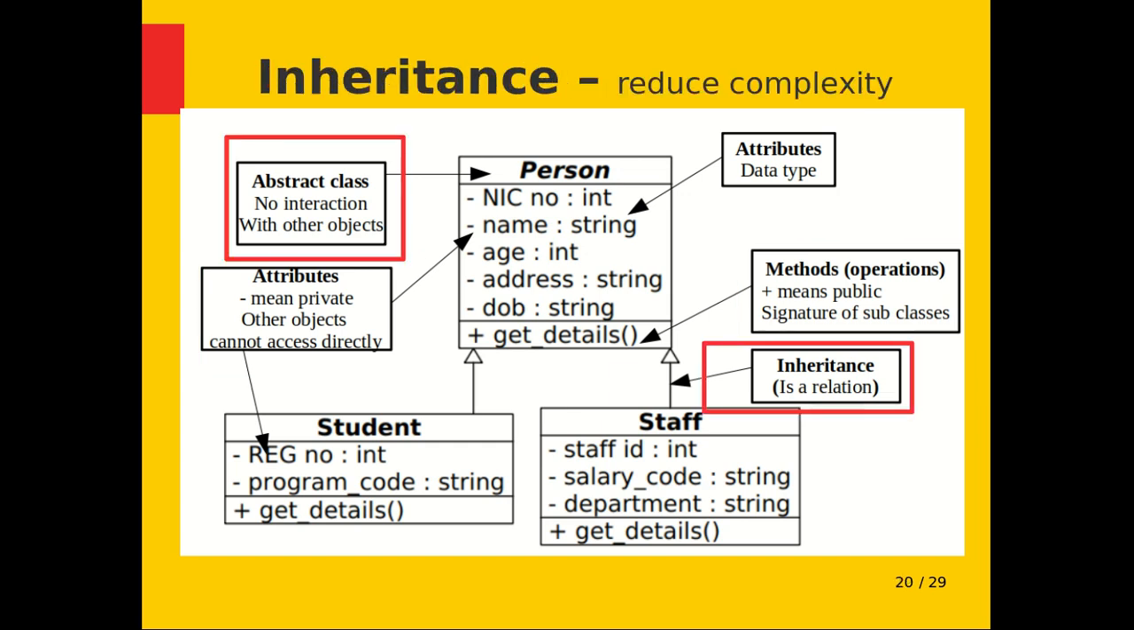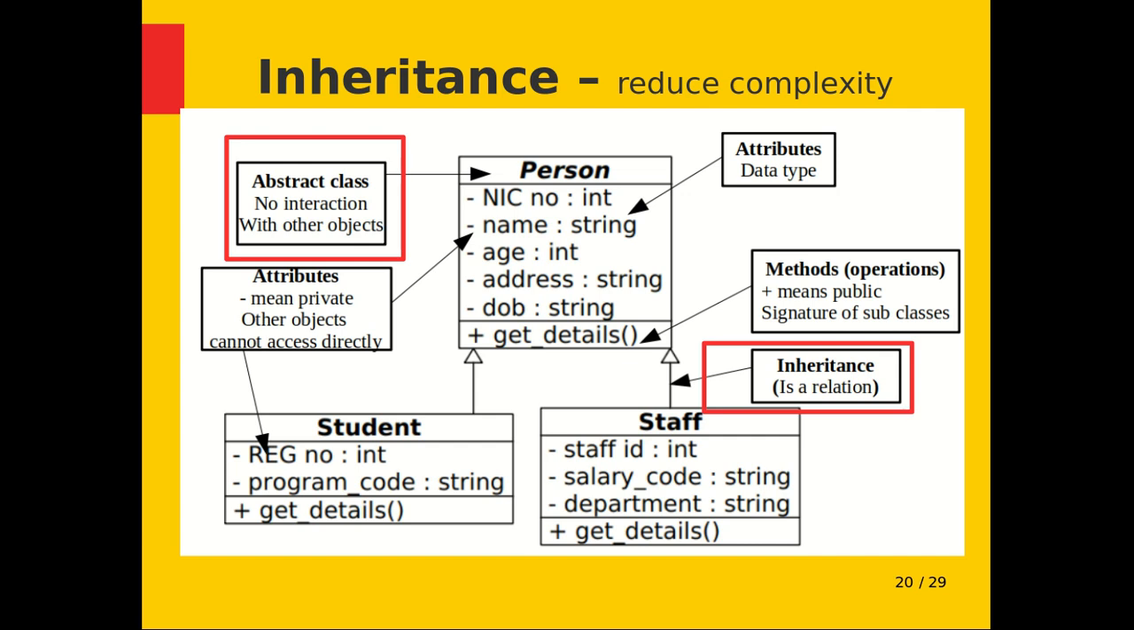Inheritance. This slide has three classes: student, staff and person. Other classes in the system need student and staff, not the person class. But the class person has common attributes and methods for both staff and student. Therefore, the person class becomes an abstract class to both the other classes.